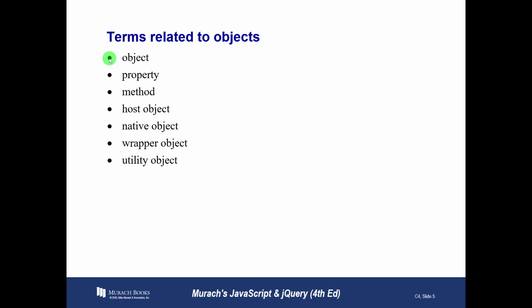All right, so we talked about objects and properties and methods. All objects have properties and methods. We talked about the host object, which is usually our browser, and it will be for this course. We talked about the native objects, which are the objects provided by the JavaScript language. We talked a little bit about wrapper objects, and we talked about utility objects like the math object.